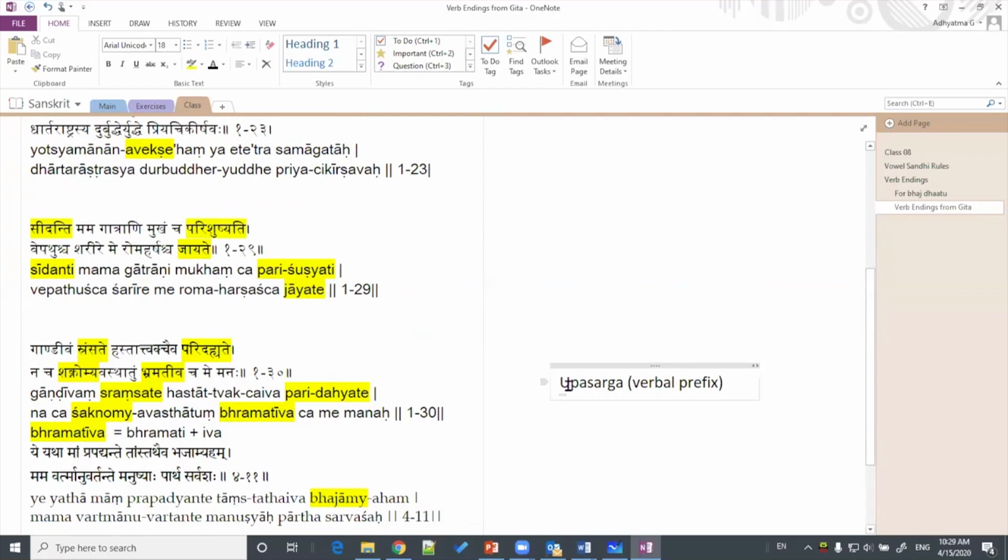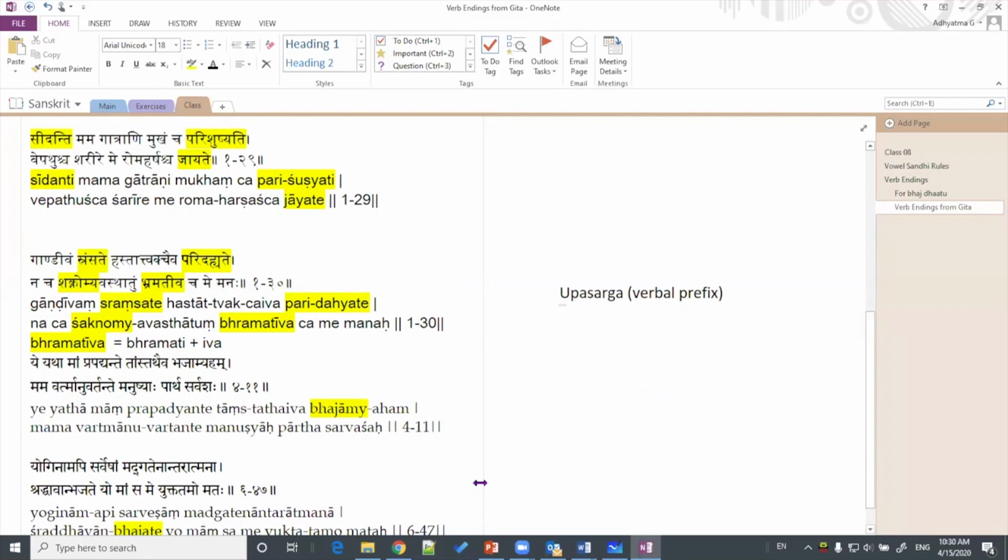So for now, I just want to give you this idea that there are upasargas, or verbal prefixes, which are 22 in number, and they change the meaning of the verb to which it applies. For now, you can just understand that part. So this was related to identifying the verb forms.